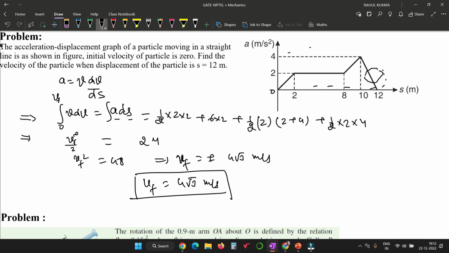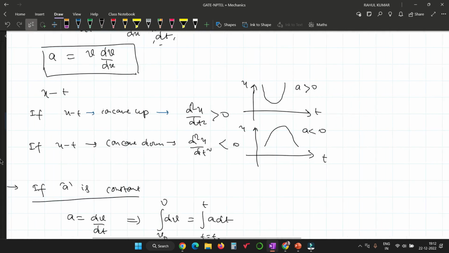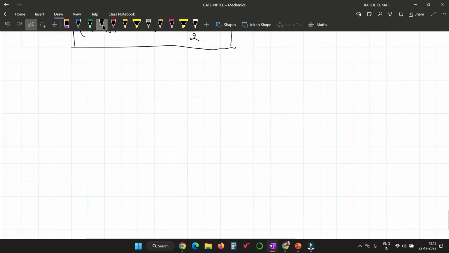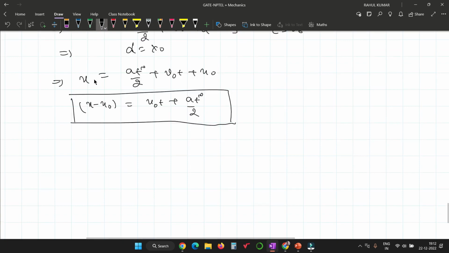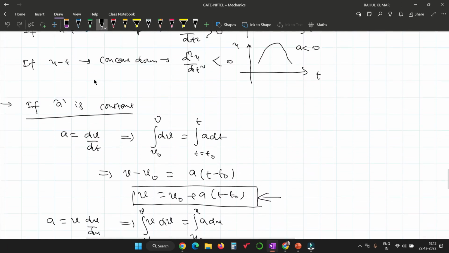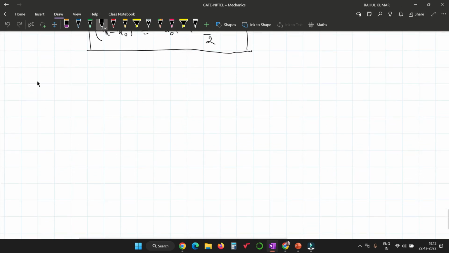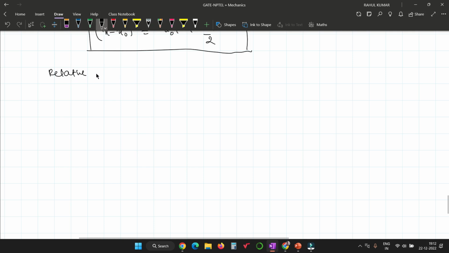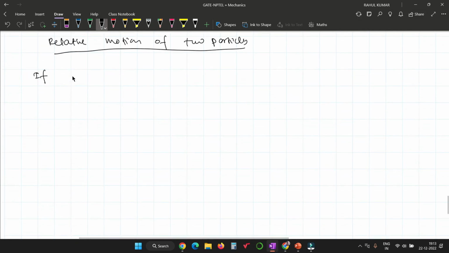Okay, so let's move to another topic, and that is relative motion of two particles. I will discuss this very briefly because I will explain it in a later topic in a very broad manner. So I will just define this here. Relative motion of two particles.